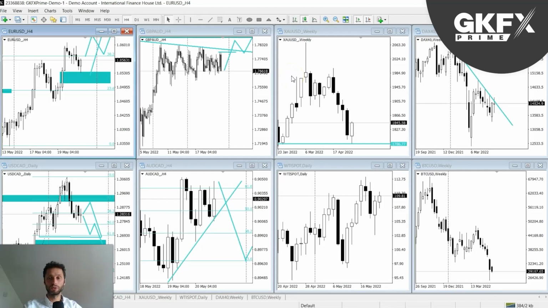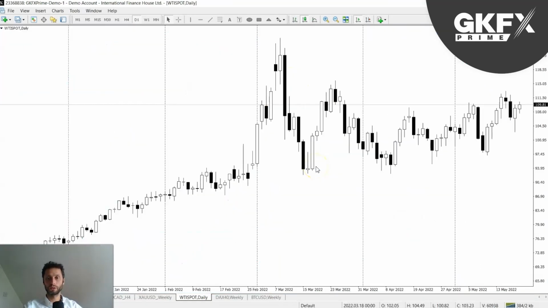So that's Pound Aussie. Now I'm just going to move into oil. Now oil is also correlated with the CAD currency because Canada is a big exporter of oil, so strong prices in oil will be strength in the CAD. And that's what we've been looking at, which is why I'm also bearish on Aussie CAD.